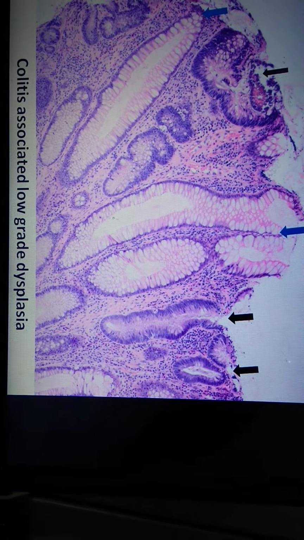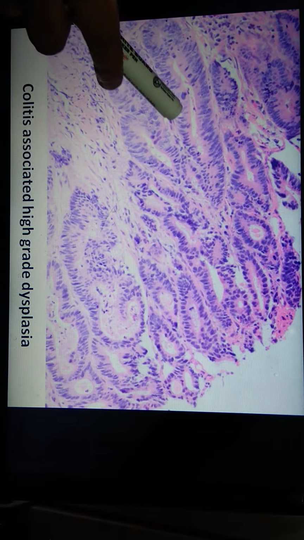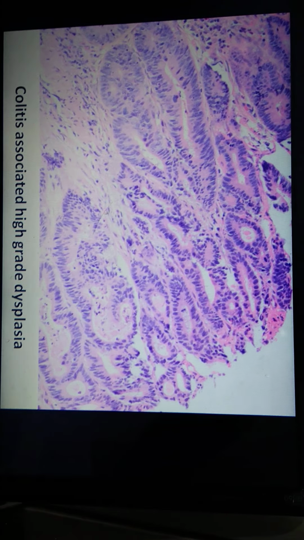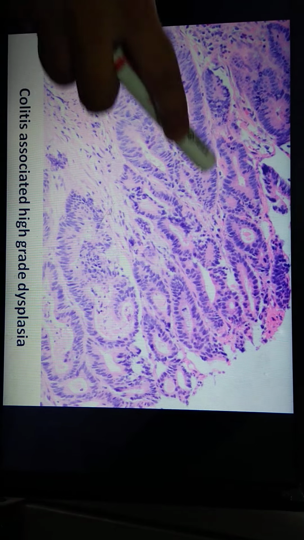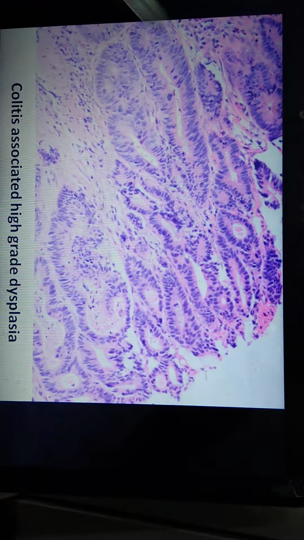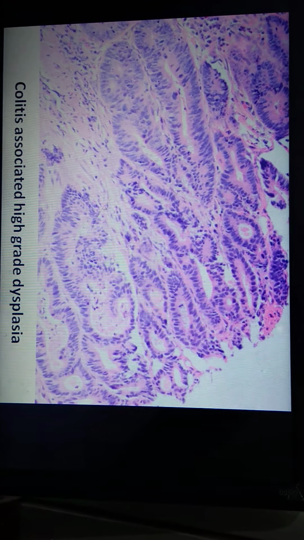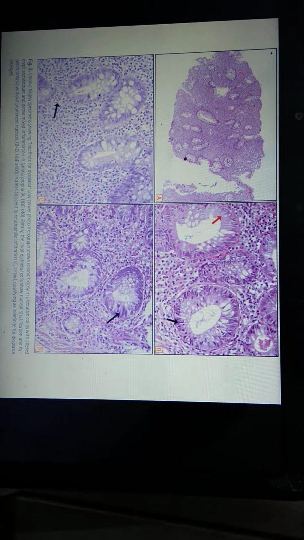This is a colitis associated high grade dysplasia. You can see that the nuclei are markedly enlarged, rounded, with nucleoli. There is complete loss of polarity. They are reaching up to the luminal aspect. Mitosis is readily apparent. And of course, there is architectural abnormality. There is also an increase in the number of crypt profiles. So this is a colitis associated high grade dysplasia.